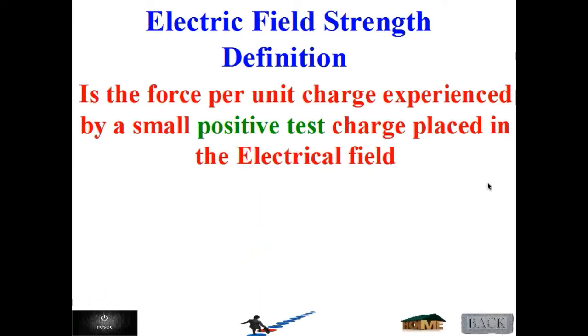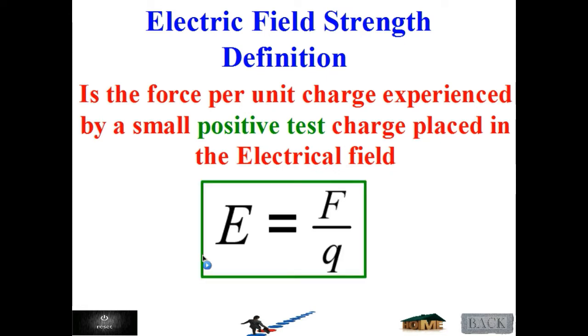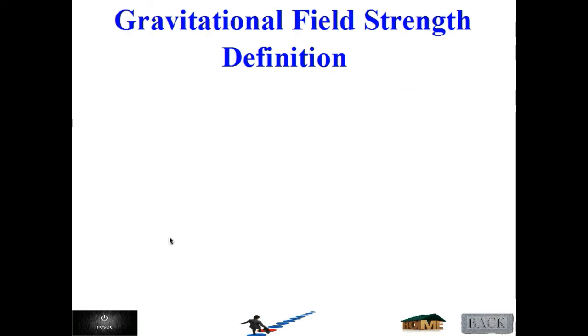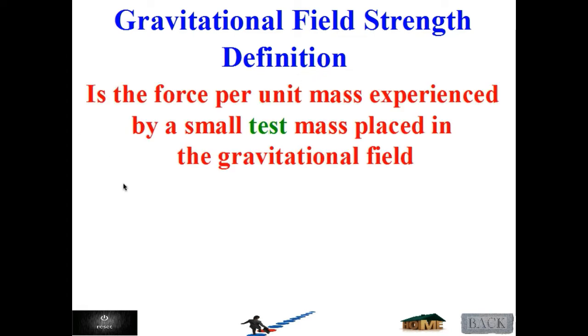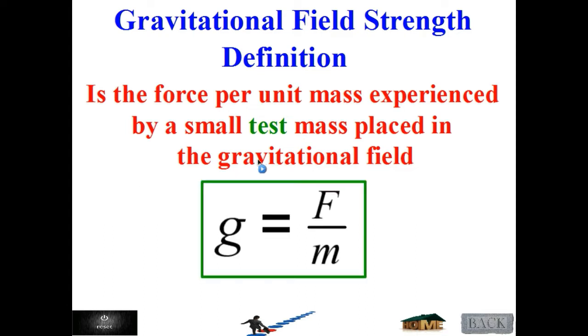So we can define the electric field strength as the force per unit charge experienced by a small positive charge placed in the electric field. Thus, our equation will be E equal F over Q. F is the electric force in Newton, Q is the charge in Coulomb, and E is the electric field in Newton per Coulomb. Similar to this, gravitational field strength is the force per unit mass experienced by a small test mass placed in the gravitational field. And the equation is g equal F over m.